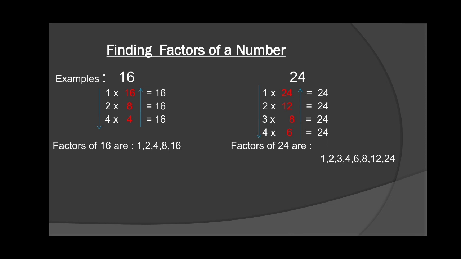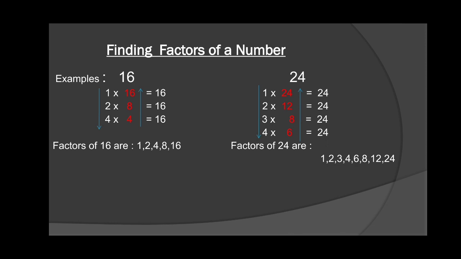Next 8. 8 3s are 24. Next 12 2s are 24. 24 ones are 24. That means here we are following the direction. Here no need of writing again 8 multiplied by 3, 12 multiplied by 2 and 24 multiplied by 1 because already it is written. So now the factors of 24 are 1, 2, 3, 4, 6, 8, 12, 24.